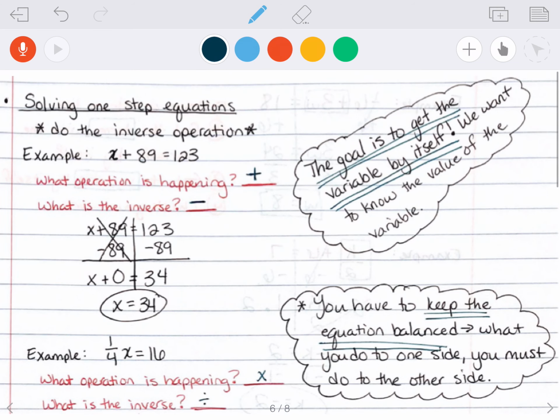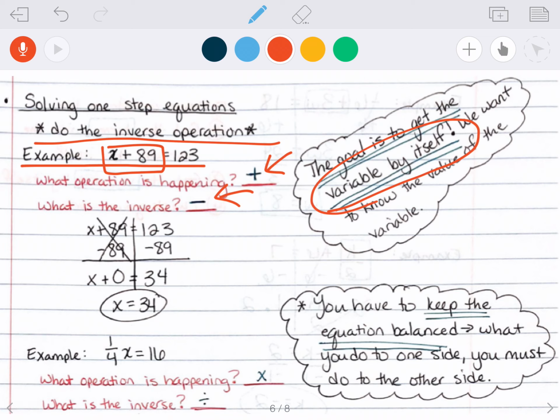So, looking at your notes that you copied down, or that you're going to copy down. When we solve one-step equations, we're always going to do the inverse operation. So you look at the operation that's happening in this example. X plus 89 equals 123. Well, what operation is this? X plus 89, it's addition. So what's the inverse, or the opposite? Subtraction. So the goal is always to get our variable by itself. We want to know the value of the variable. So I want to get rid of all the extra stuff.